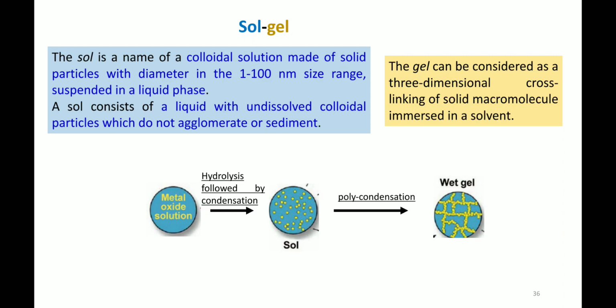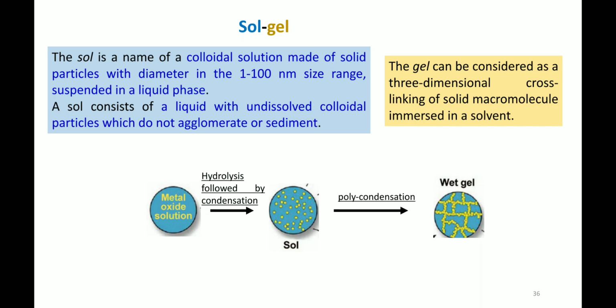Now, in this lecture, we are understanding one more technique for the synthesis of nanomaterials, and the name of the technique is Sol gel. So, the Sol gel method is one of the techniques which is used for the synthesis of nanomaterials. So let us try to understand this technique in detail.